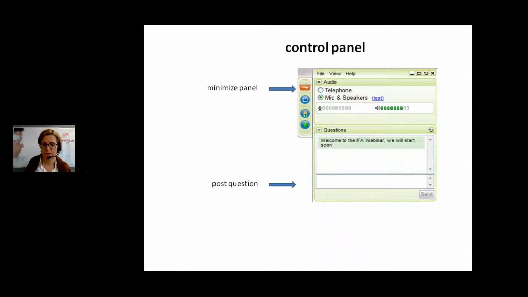By this arrow, you can minimize the panel and have a full view of the presentation. This is the icon for the full screen. The icon with the hand is for raising the hand, so you can draw the attention to you by clicking this button. I will then get back to you via the chat.